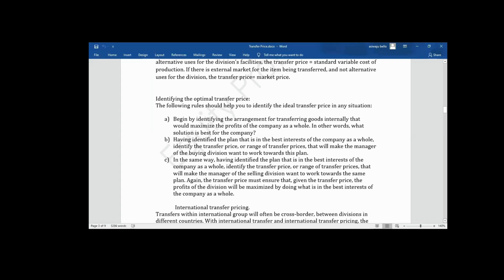Number two, having identified the plan that is in the best interest of the company as a whole, then determine the transfer price or a range of transfer prices that will motivate the buying division to be willing and eager to work towards the plan.